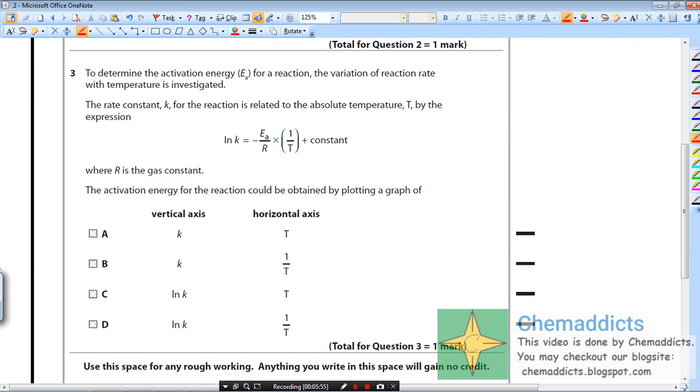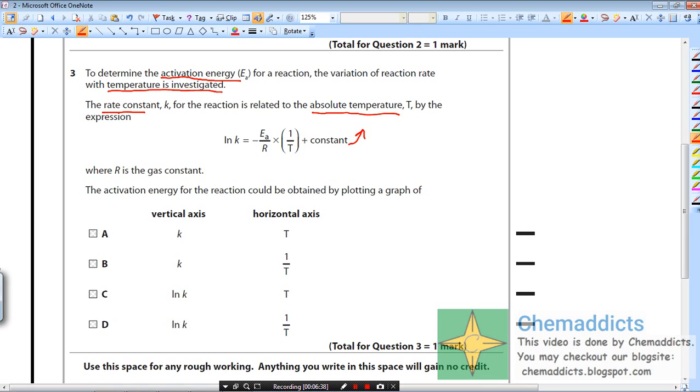In this question, the question said, to determine the activation energy for a reaction, the variation of reaction rate with temperature is investigated. The rate constant k for the reaction is related to the absolute temperature T by the expression. So this is the equation given.